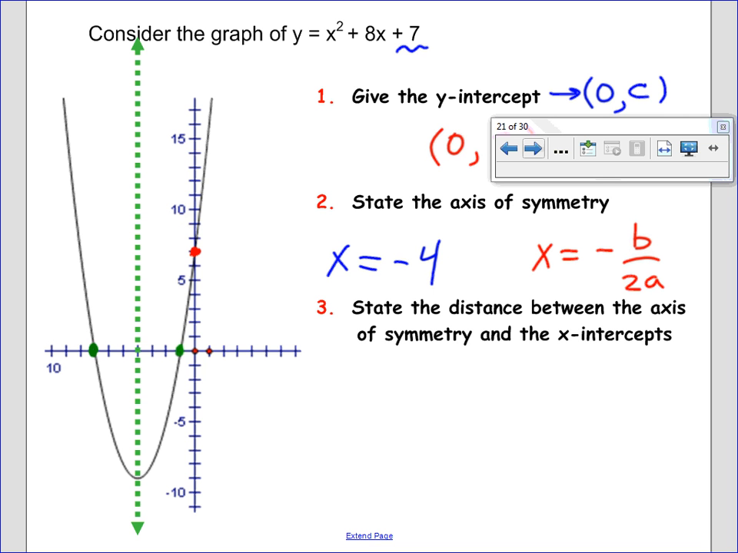Let's count out the distance between the axis of symmetry and the x-intercepts. So if MathWoman hops on the x-axis at the axis of symmetry, how far does she have to walk to get to an x-intercept? Well, let's see. Ready? 1, 2, 3 units. So it looks like 3 units is the distance that separates the axis of symmetry to the x-intercepts along the x-axis. Let's check the other direction. 1, 2, 3 units. Yes, that's right. And so it looks like 3 units is my distance that separates that.